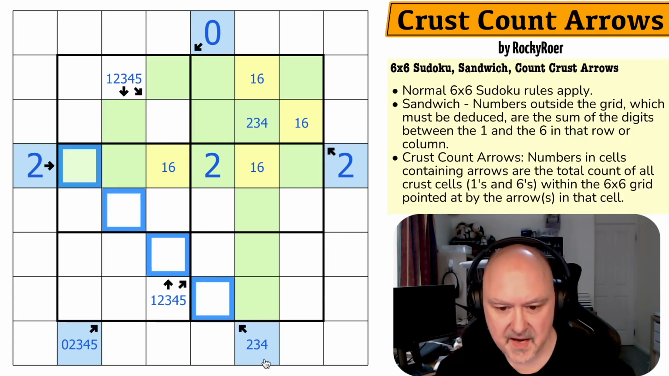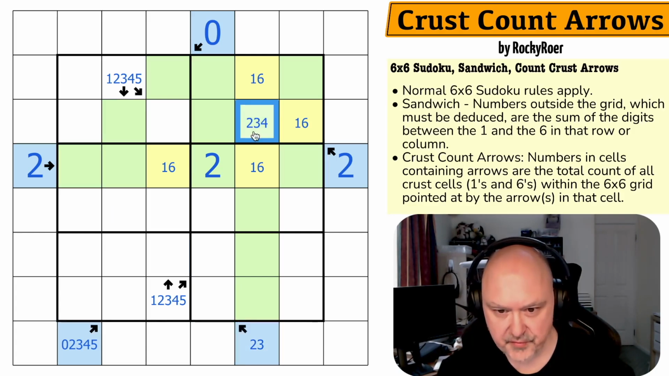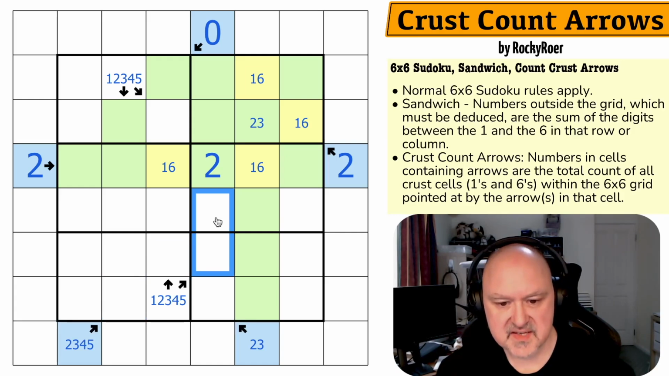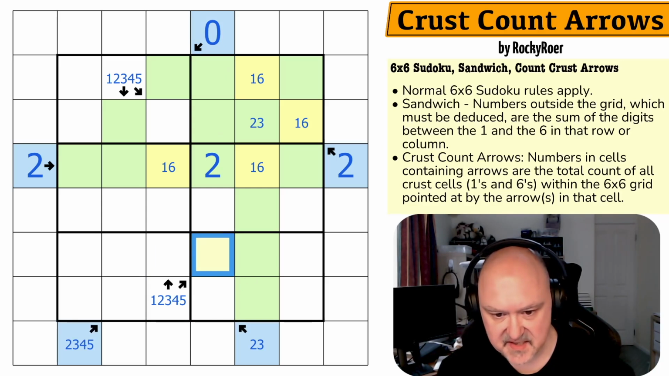One, 2... This can't be a 4, because 1, 2, 3, 4, but that is not crust. This is a 2 or a 3, so that's a 2 or a 3. 1, 2, 3, 4, 5. I've already got 2 on this, so this can't be a 0. So it's 2, 3, 4, or 5. These, right, this 0 means that they're together. So the crusts are either those 2 or those 2. Either way, that is crust.